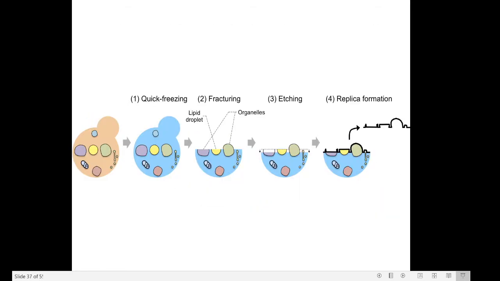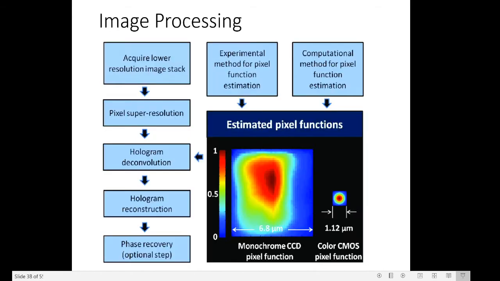These are all the step by step techniques. First, the quick freezing process happens. After the quick freezing, the cell is fractured, which may happen by continuous chopping or a fractionating method. Then etching, that is applying the sample over there. Then the replica formation, like a clay model preparation. Okay, this is the step process.